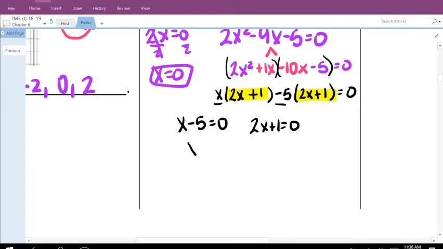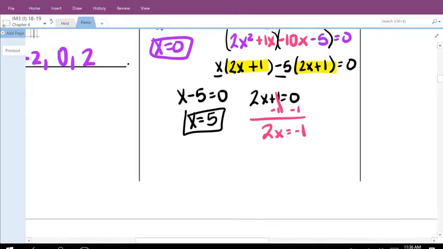So what makes this guy equal to 0, this first one? So we got to do to both sides. Add 5, so I just get 5. That's another 0. That's what I wanted. This one's not as easy. We have to do some subtracting and then dividing. So I subtract 1. I get 2x equals -1. Now what? Yeah, now you divide by 2. And I get -1/2. Just keep it as a fraction. Oop, that looks weird. And we're done.